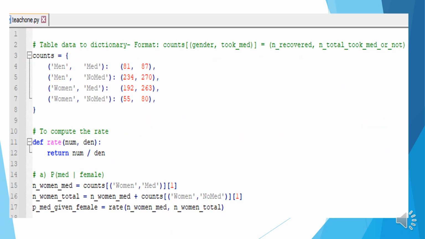This slide shows us the output for question A. First, a dictionary is created with all the given data. Next, lines 11 and 12 use the rate function to calculate the proportion, that is numerator upon denominator. Line 15 takes the data where women took medication, which turns out to be 263. Line 16 counts the total number of women, which totals up to 343. And line 17 calculates the rate, which turns out to be 76.7%.